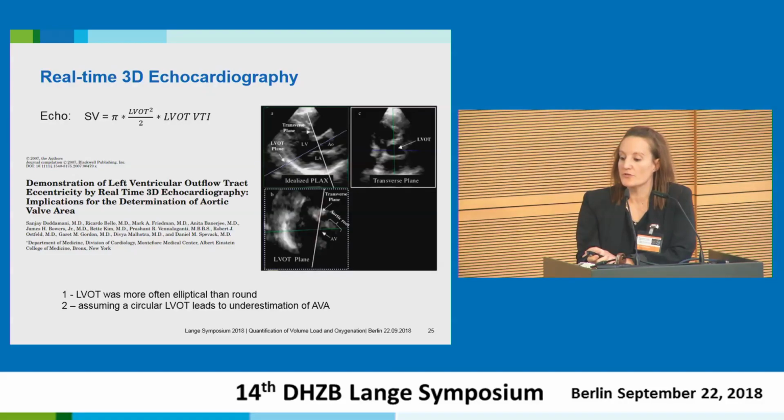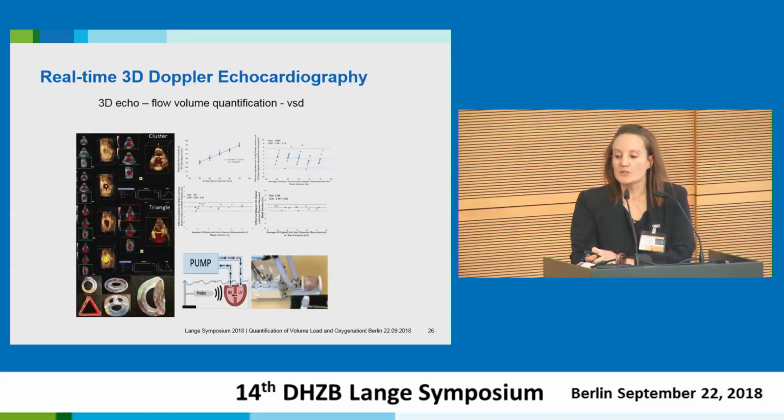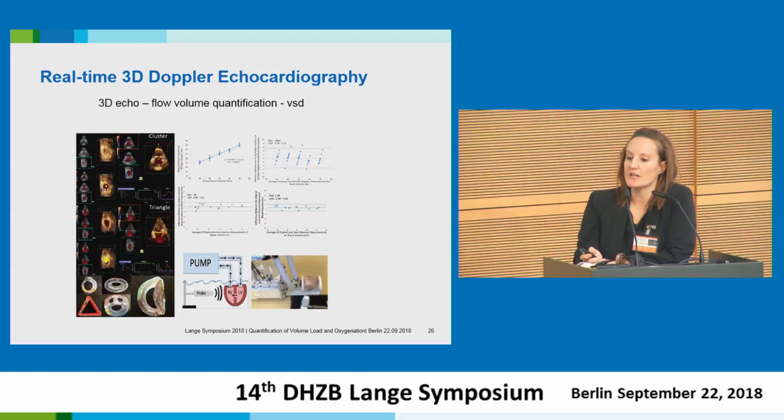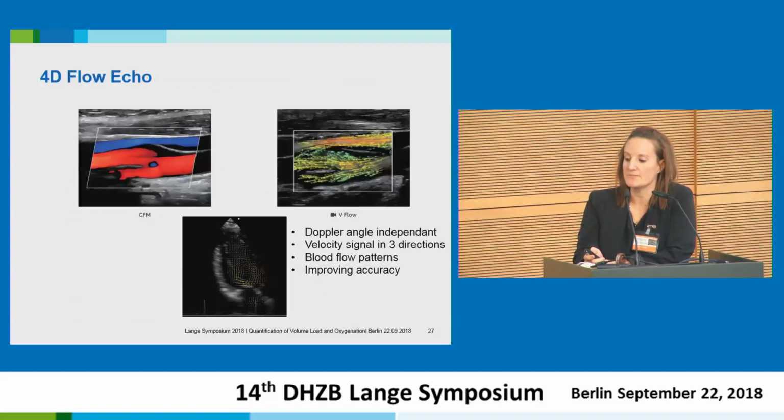Real-time 3D echocardiography can actually be used to quantify the left ventricular outflow tract better, and a study has shown that more patients had an elliptical than a circular left ventricular outflow tract. However, using the real left ventricular outflow tract dimensions could actually solve the problem. Real-time 3D Doppler echocardiography has also been used for flow volume quantification through a VSD in an experimental setting, and perhaps will reach the clinical routine.